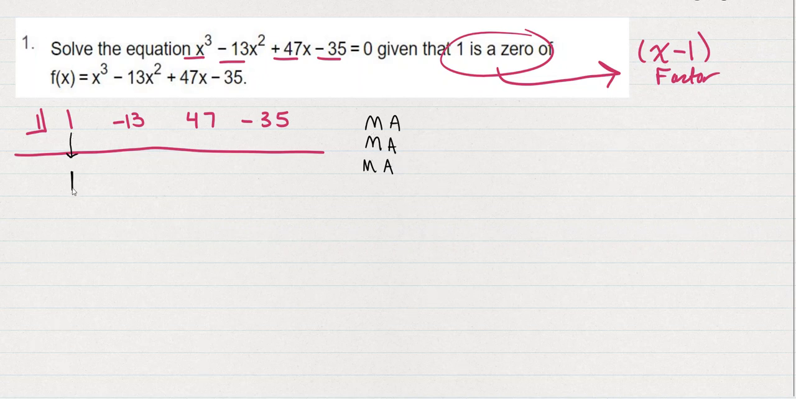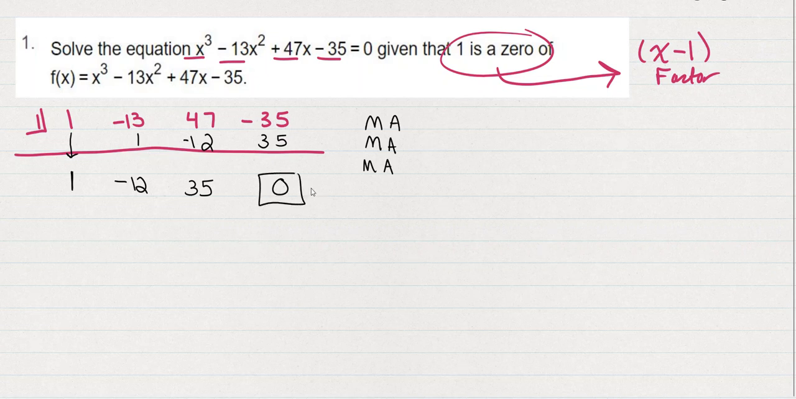So I drop down the 1, it parachutes down, and then I'm going to multiply this 1 that dropped down times the divisor 1 is 1. If I add negative 13 plus 1, I get negative 12. And then I'm going to do it again. Multiply, negative 12 times 1, negative 12. Add 47 plus negative 12 is 35. And on my calculator, I could just keep a running tab here because 35 times 1 and then subtract 35 would give us the 0 remainder.